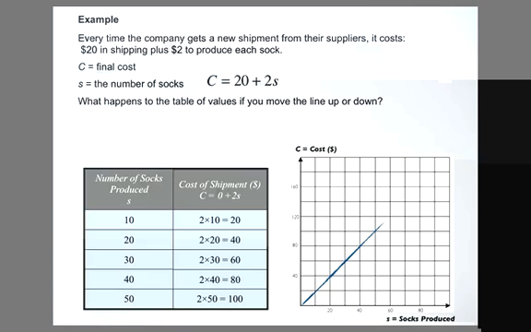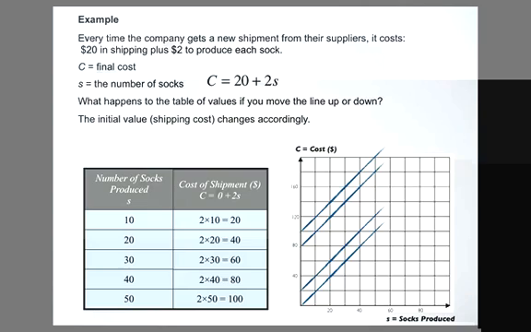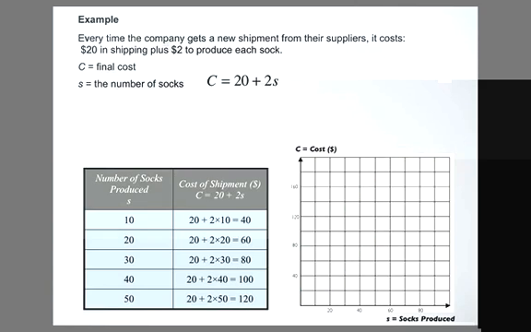However, the spacing between them, the rise over run, or the rate of change, does not change. The initial value, the shipping cost, changes, but the rise over run does not, which leaves us with parallel lines. Recall that our original was here, and our other values were here, here, and here. And as I mentioned, the slope, or the cost to produce each sock, remains the same.